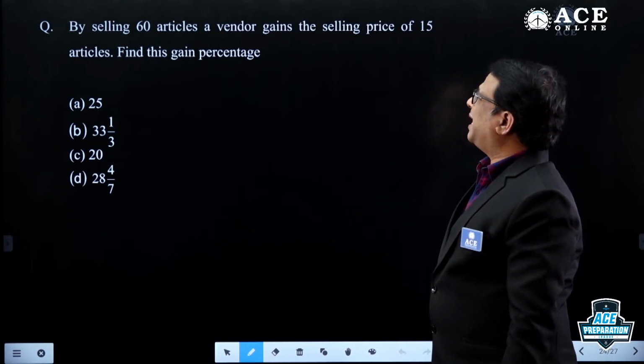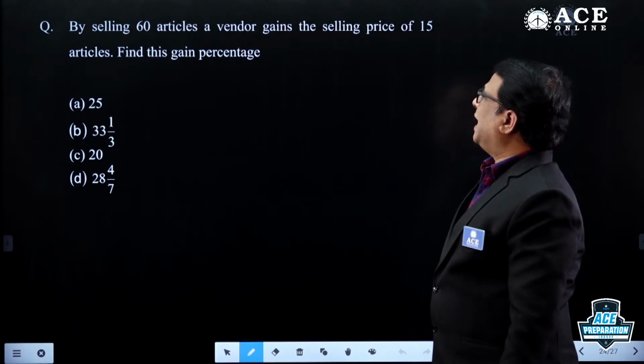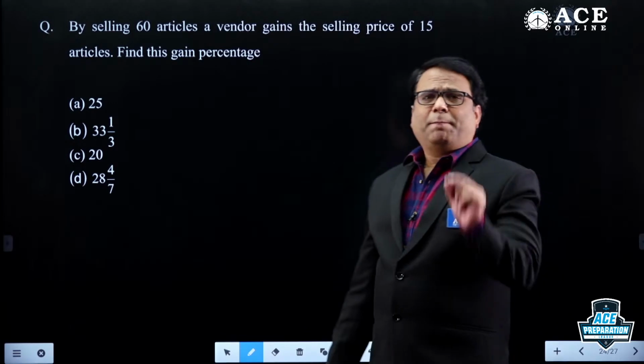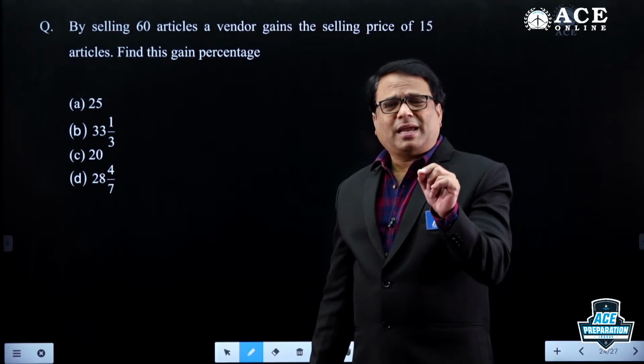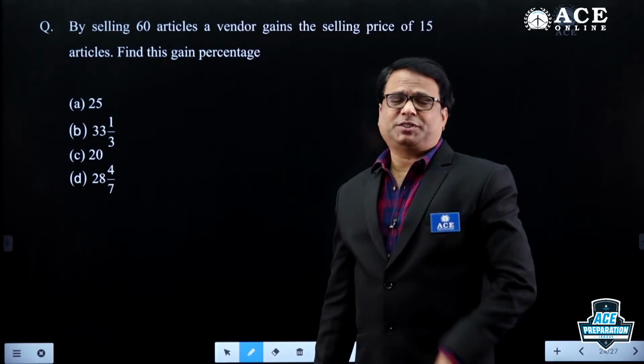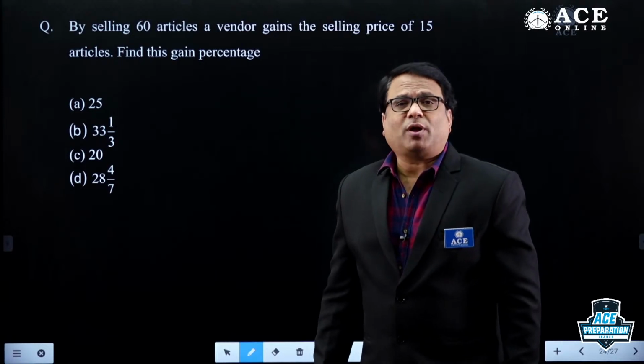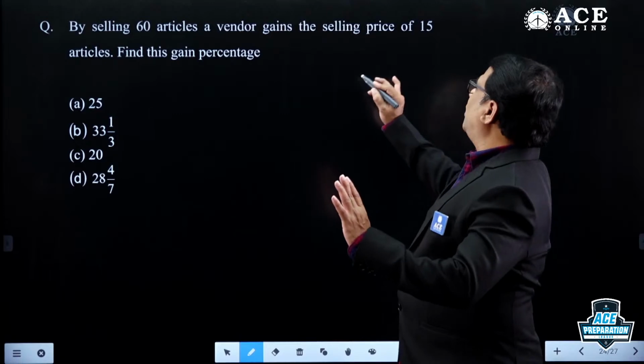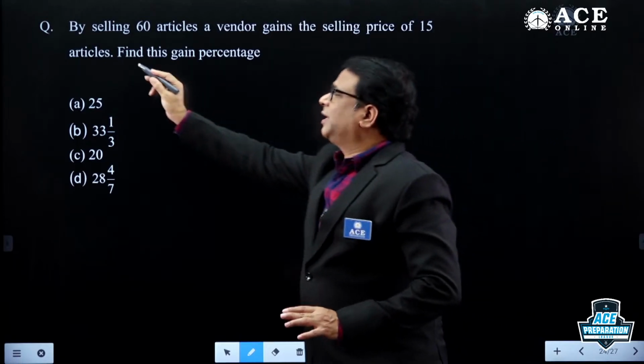By selling 60 articles, a vendor gains the selling price of 15 articles. So, by selling 60 articles, a trader is making profit. And how much is the profit? It is not directly given. It is given as profit is equal to selling price of 15 articles.